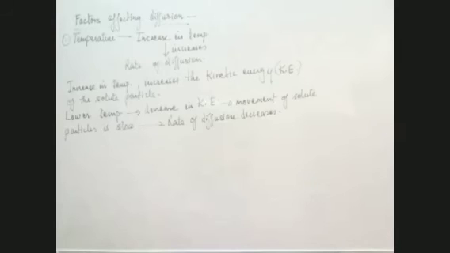So this is how the temperature affects the rate of diffusion. The second point is density of the medium. Okay, Shiksha is also saying it's clear. Second point is density of the medium.